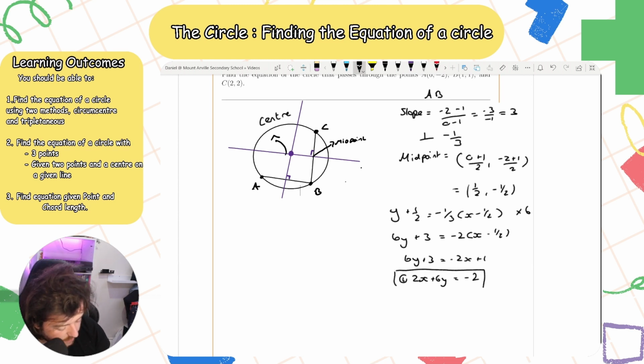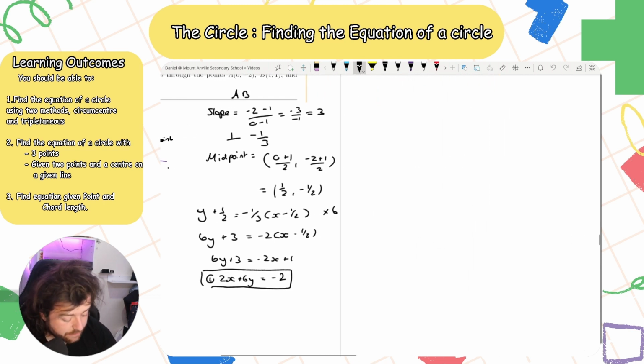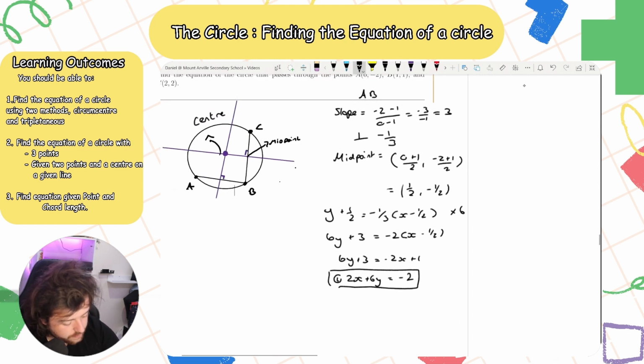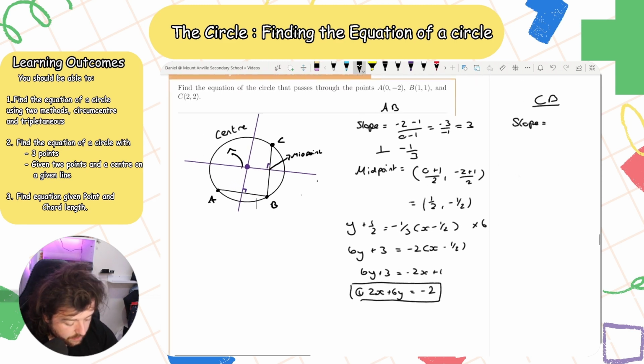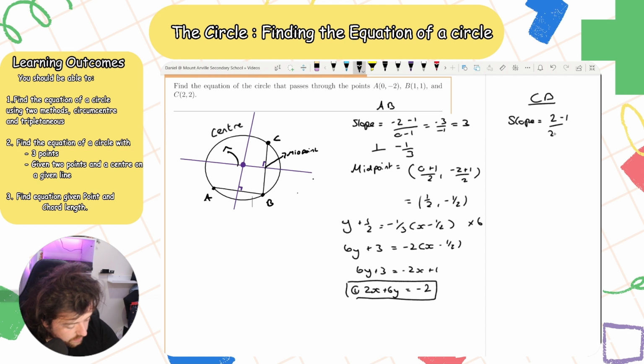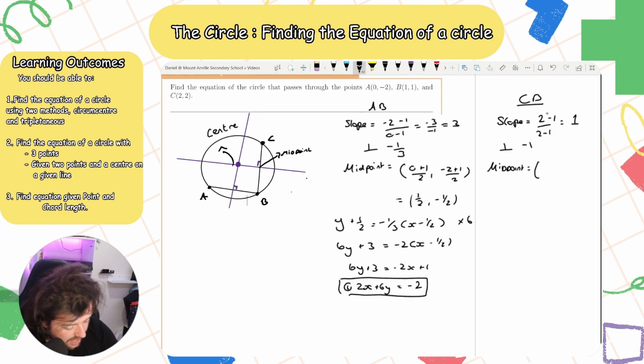Now let's look at the perpendicular bisector of CB. My slope is 2 minus 1 over 2 minus 1, which breaks down to 1. So my perpendicular slope is -1. My midpoint for CB is (1 plus 2) over 2 and (1 plus 2) over 2, which is 3 over 2 and 3 over 2.